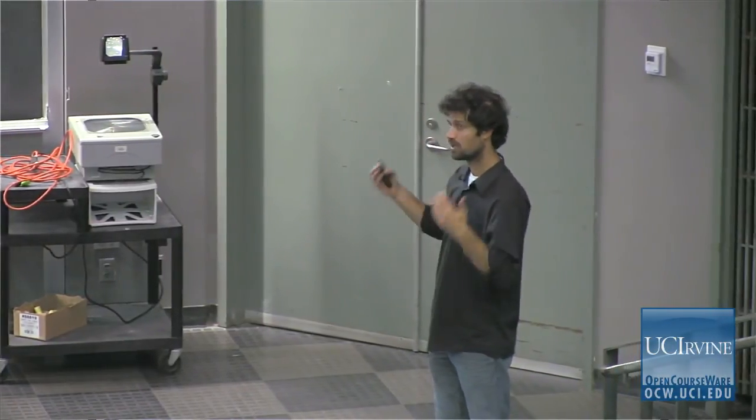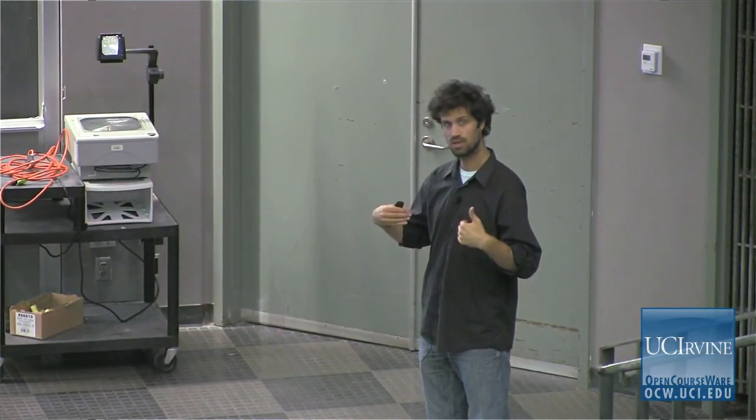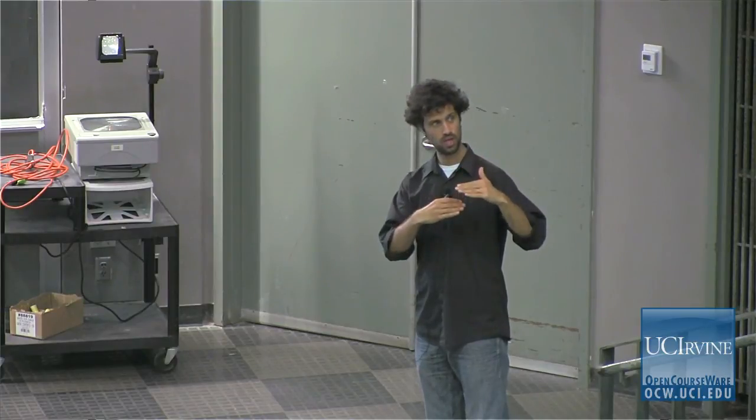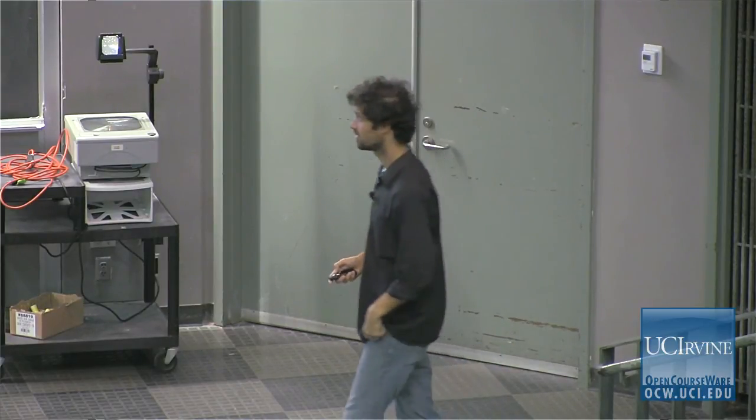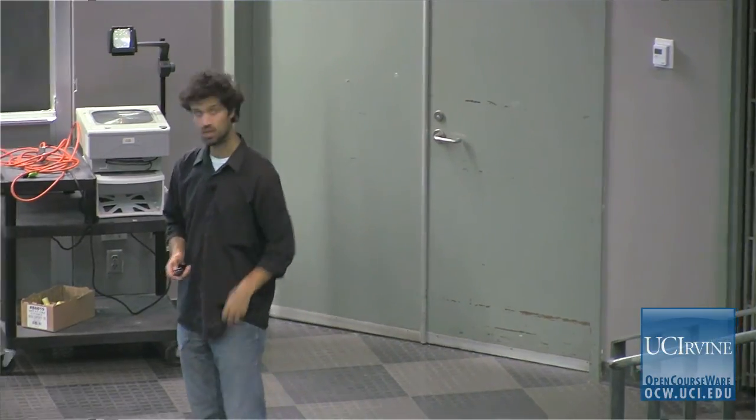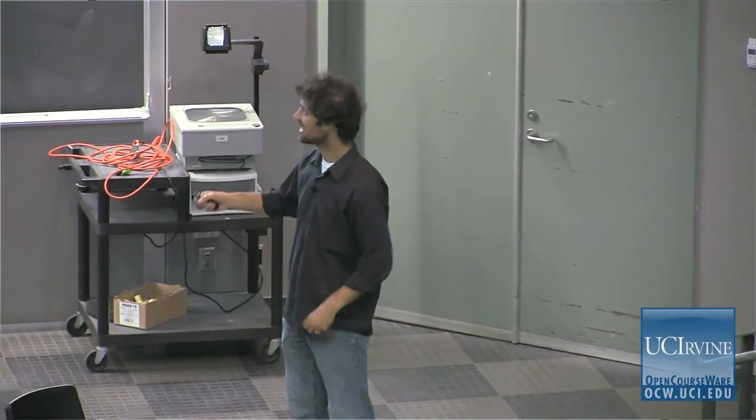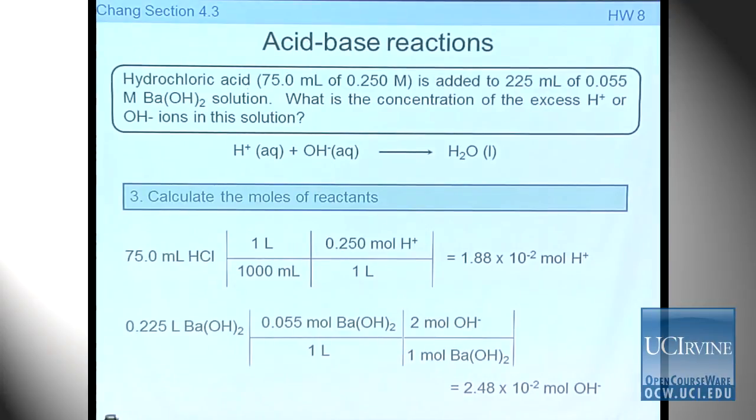Okay, that's good. Next step for me is to determine how these things react. What is the mole ratio, and which one is the limiting reagent? You can do this very quick, or you can do it efficiently. The quick way to do it is, I know they react 1 to 1, H plus to OH minus. I have less H plus and more OH minus, so the H plus must run out first. H plus must be the limiting reagent.